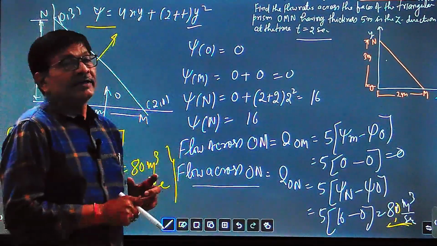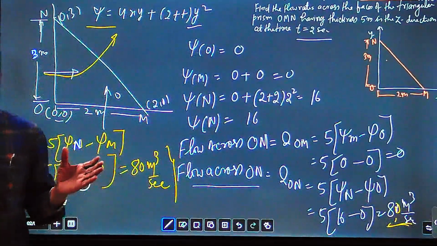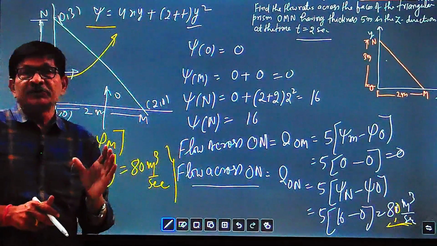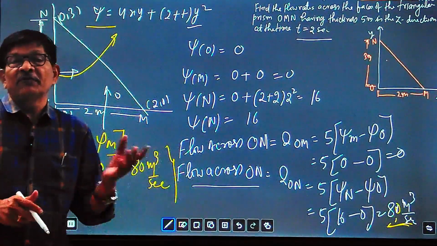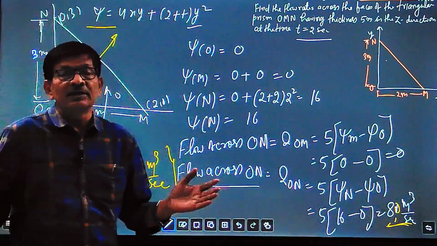I think this is a very interesting discussion, and you will always find one question from this topic, the stream function. How we can calculate from stream function to velocity potential, and from velocity potential to stream function. These can be calculated because both are interrelated.